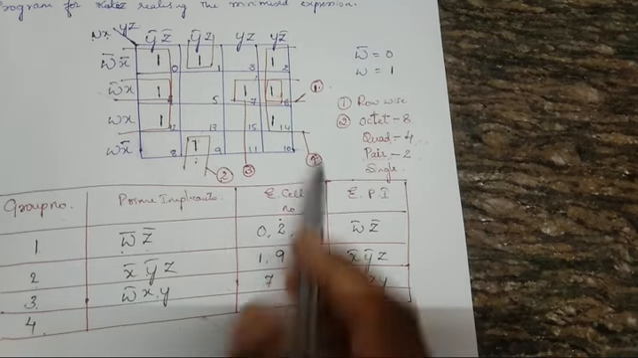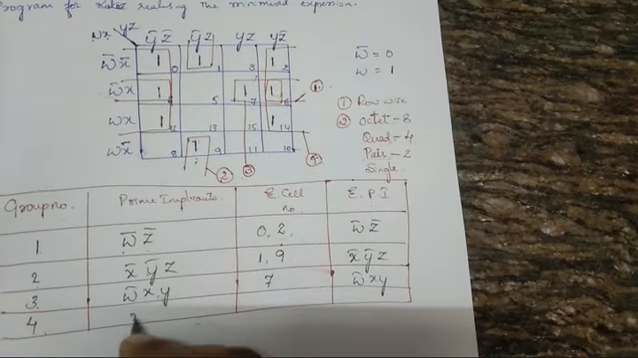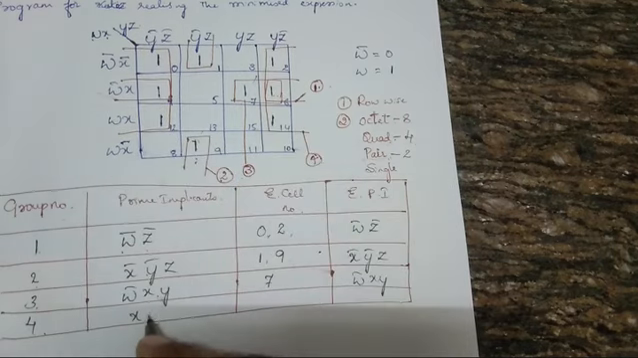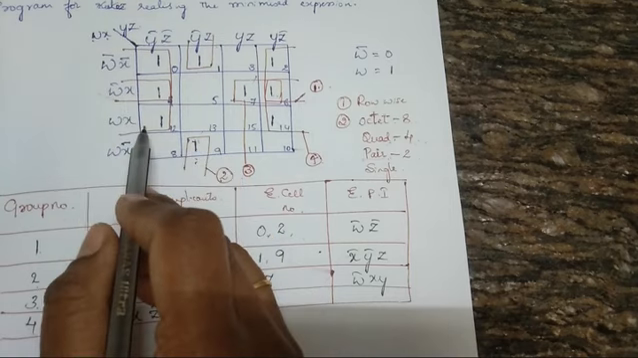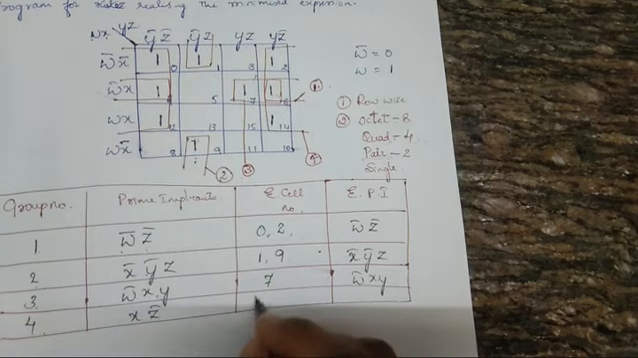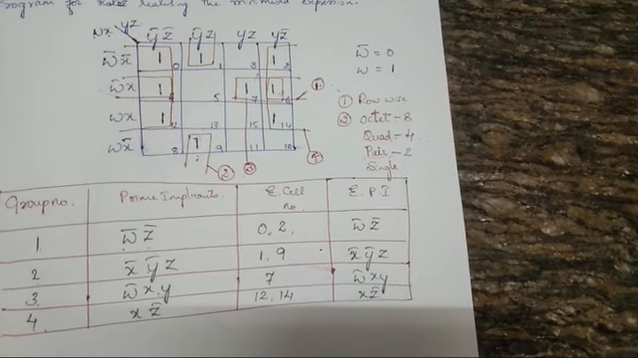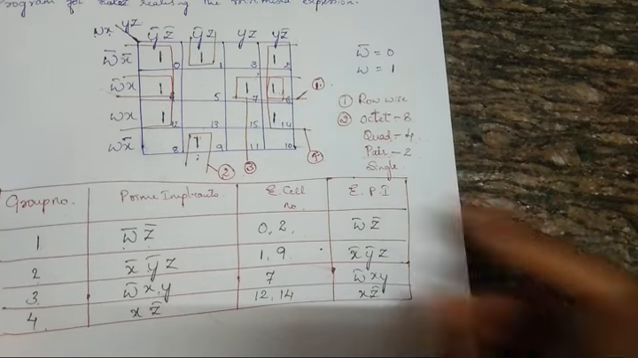Okay. Next, similarly for the fourth group, W bar changed to W, so I'll write only X. Here Y bar changed to Y, so I'll write only Z bar. The unused ones are there, check for it. Yes, it's there, cell number 12 and cell number 14. So this will become an essential prime implicant, X Z bar. Okay, so this is our prime implicant table.